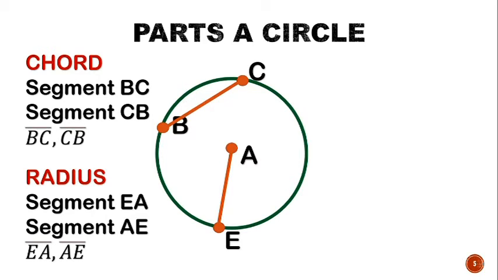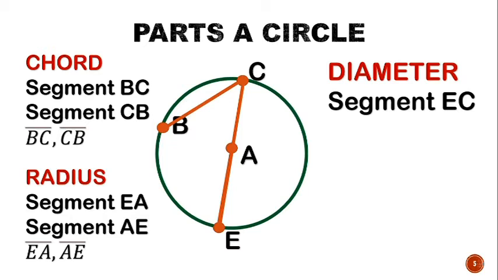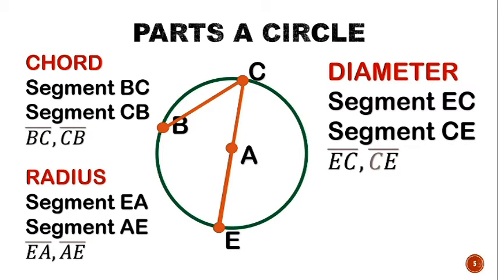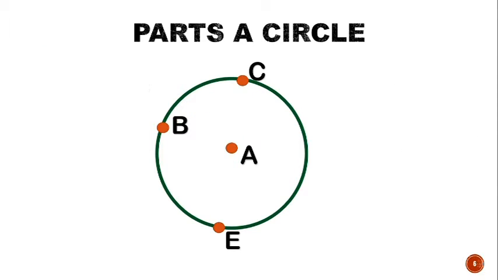And then extending this line or extending the radius to C, that is what you call a diameter. And it's segment EC or CE. And again, writing this in symbol, you will have a line above or a horizontal line above, and then EC and then CE.